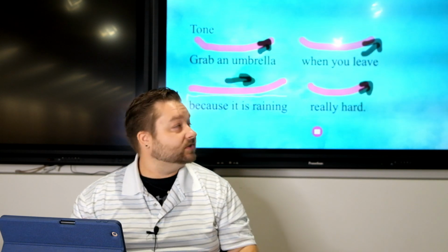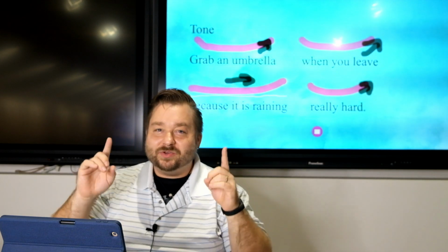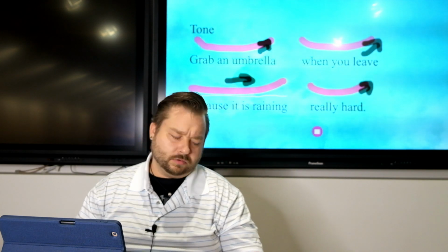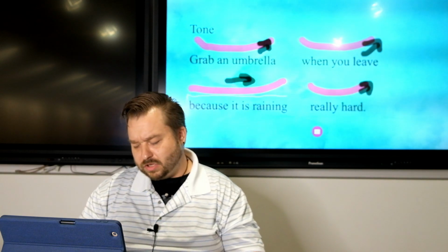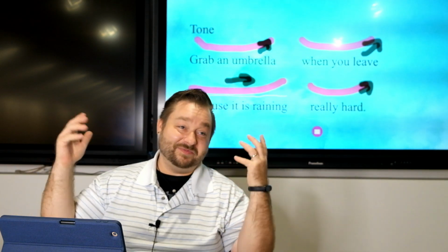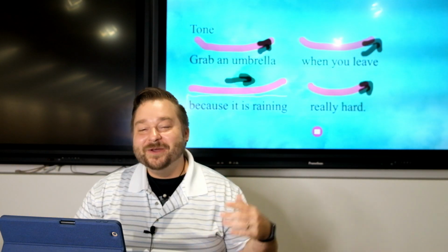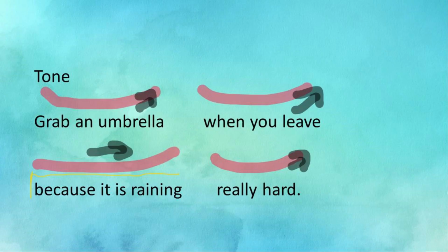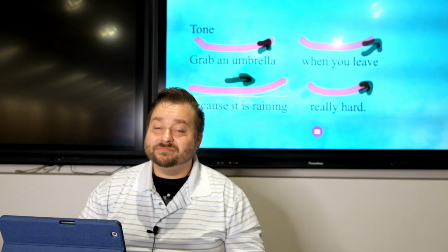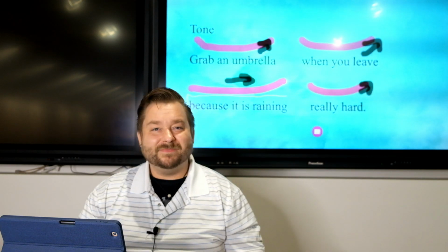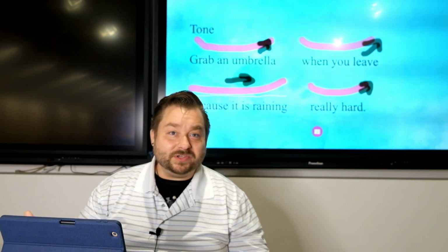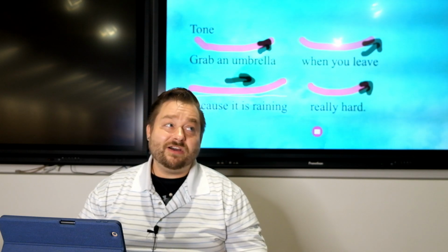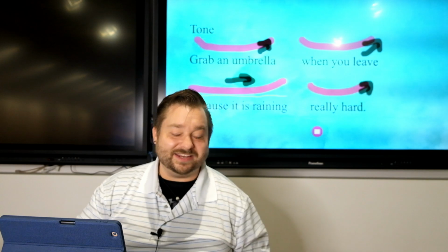Let's add in our tones. So, you're talking to your kid. You don't want to be sad about it. That's weird, right? Grab an umbrella before you leave. Mom doesn't love me. It sounds negative. We want to be positive when we talk to our kids. So grab an umbrella when you leave because it's raining really hard. Yeah, it sounds better. It sounds like your mom or your dad would say that. Imagine you're shouting it to your kid.